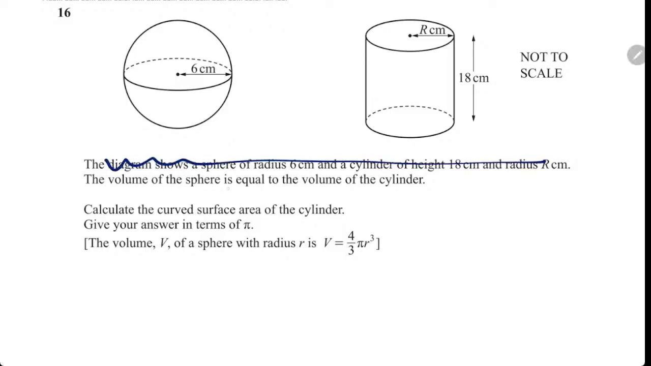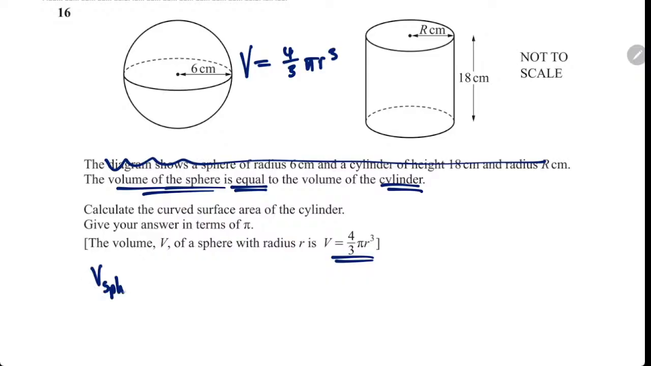The volume of the sphere is equal to the volume of the cylinder. So remember, I told you the last thing you want to do if you are a mathematician is ignore sentences that have formulas. Never ever ignore it. When they say volume of the sphere, we know the formula for volume of a sphere, 4/3 pi r cubed. So you can say volume of sphere is equal to volume of the cylinder.